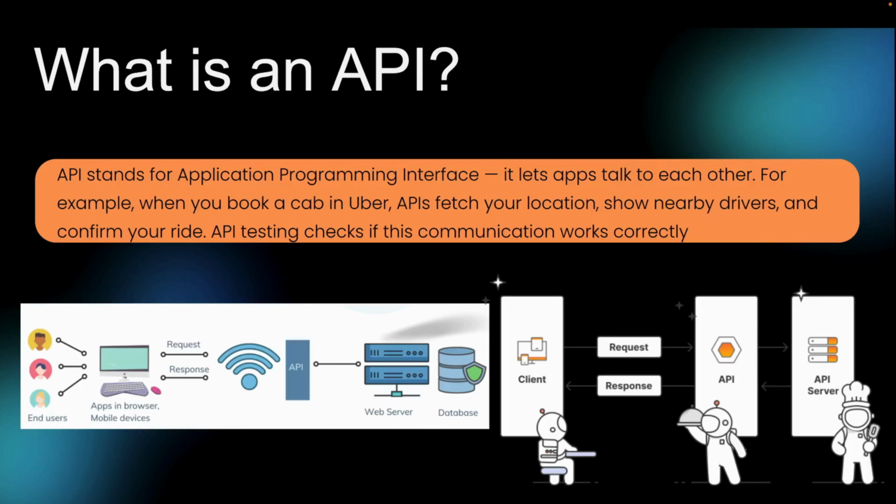Another example would be, let's say you log into a website using your Google account. That login happens through an API that connects the site with Google's authentication service. So API testing ensures that this kind of data exchange is accurate, secure, and fast. It checks whether the API sends the correct data and handles every error properly when something goes wrong.